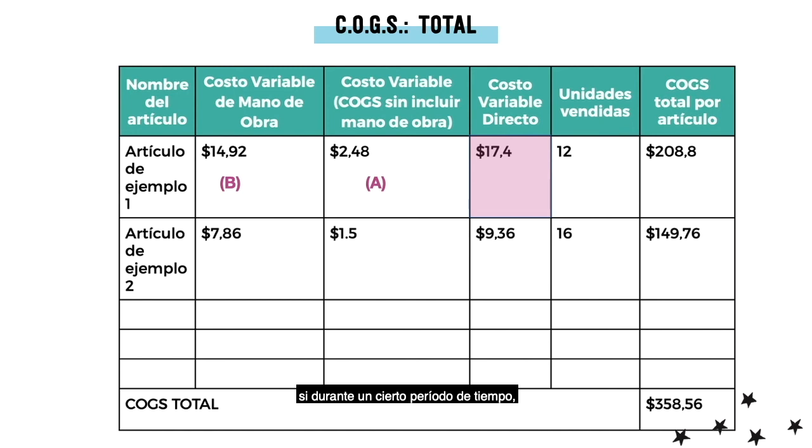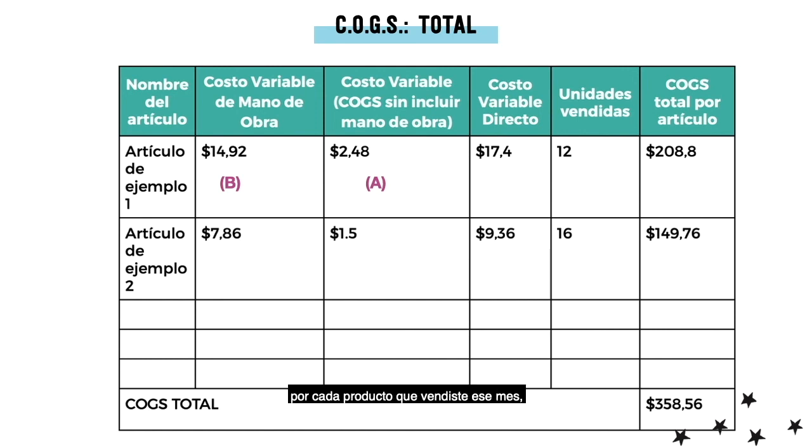And so if during a certain period of time, so let's say during a month, you sell this product 12 times, then the total cost of goods sold for this specific item that month is going to be $208.80. So you want to do that for every product that you sell that month and add up the total variable cost and multiply it by how many times you sold this product. So here it's 9.36 times 16 sales. And so it costs you $149.76 to create those 16 products that you've sold over the month.